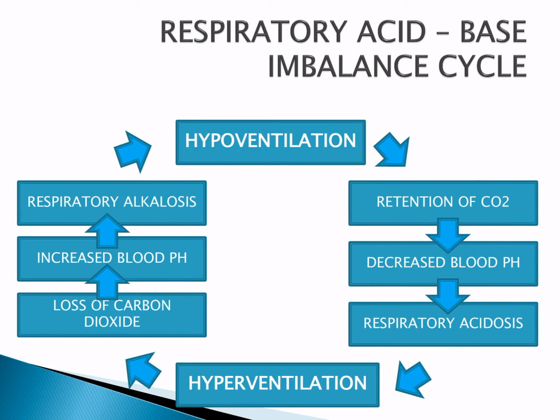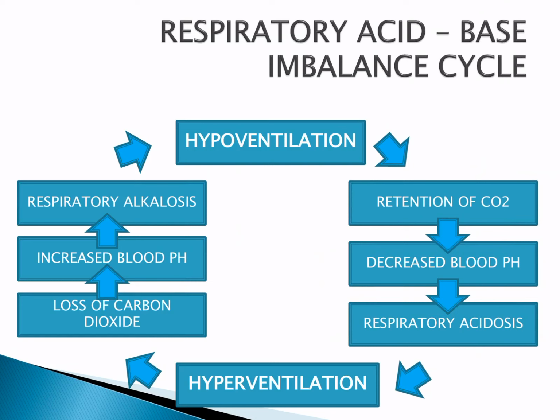And if there is loss of carbon dioxide, there will be increased blood pH. Meaning if the blood pH is increased, the patient will be experiencing an alkaline state or alkalosis. If there is an increased alkaline in the body, or the patient is experiencing alkalosis, that would result in respiratory alkalosis.